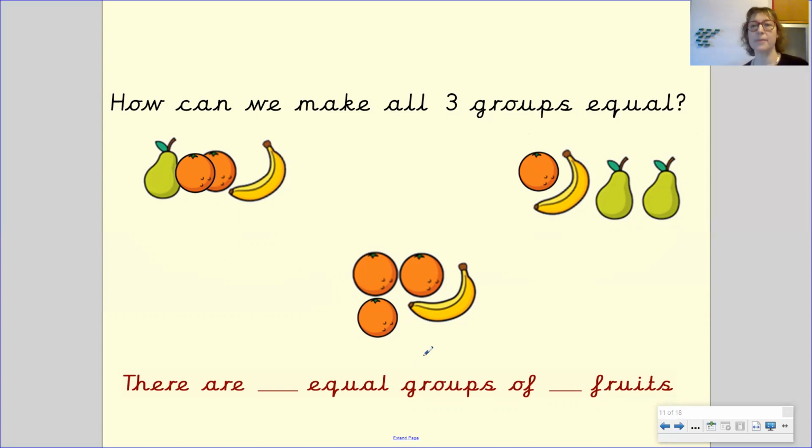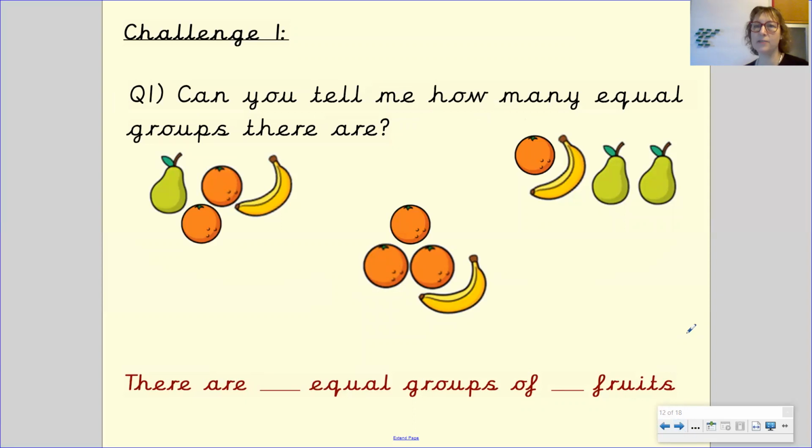So what numbers need to go in my stem sentence? How many equal groups have I got? Well done, I've got 3 equal groups. And how many fruits in each group? 4 fruits. So say that with me. There are 3 equal groups of 4 fruits, or 4 objects. Okay, so your turn.